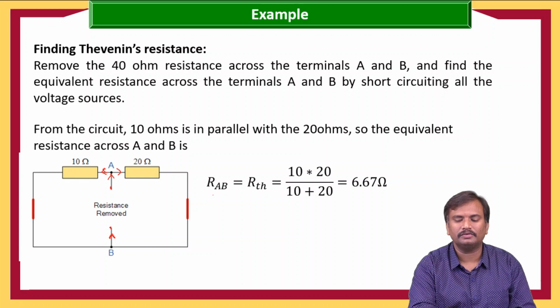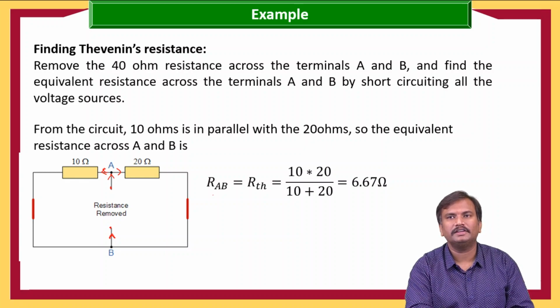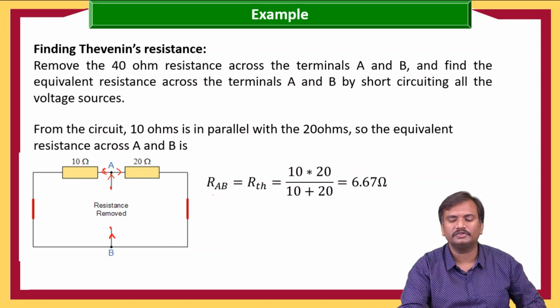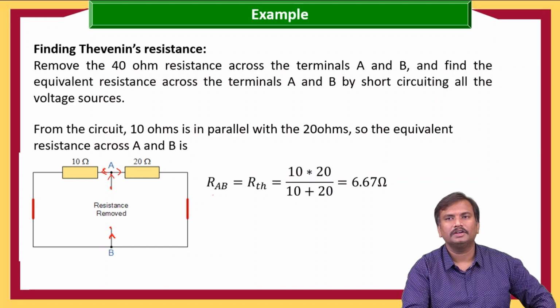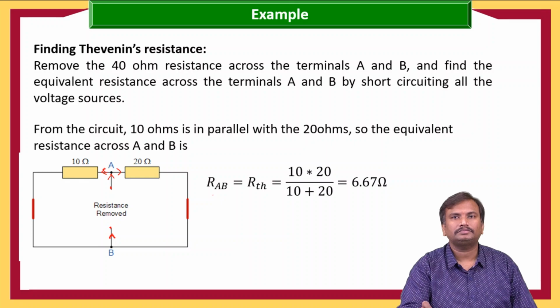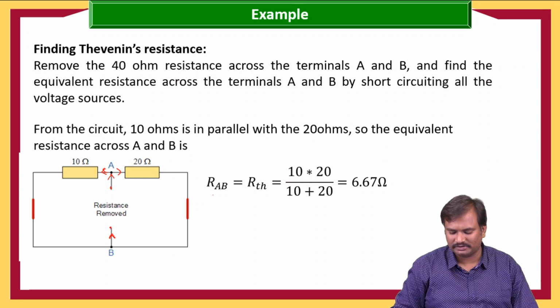So RAB is equal to RTH, that is the Thevenin resistance. When the resistors are connected in parallel, the equivalent resistance is equal to R1 R2 by R1 plus R2. Here R1 value is 10 ohms, R2 value is 20 ohms. So RAB is equal to 10 into 20 by 10 plus 20, that is equal to 6.67 ohms. This is the way we have to calculate the Thevenin resistance.